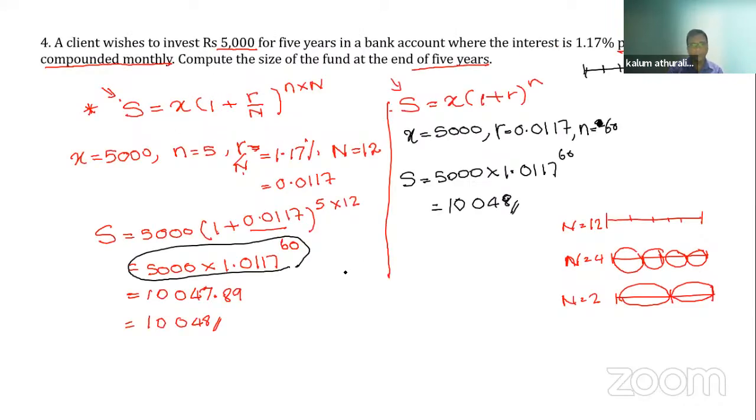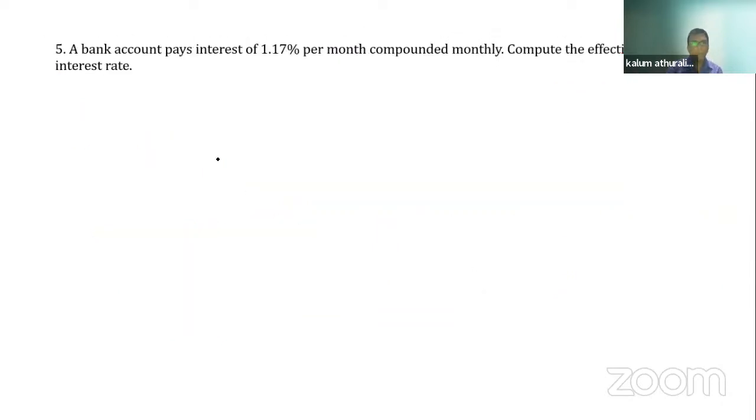I finish. Next. The bank account pays interest 1.17% per month, compounded monthly. Compute the effective annual interest rate.